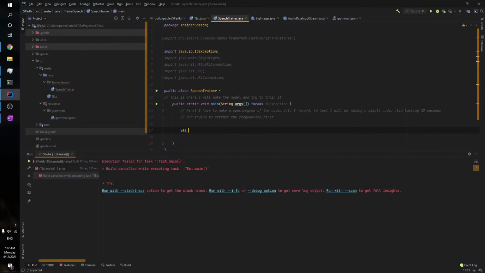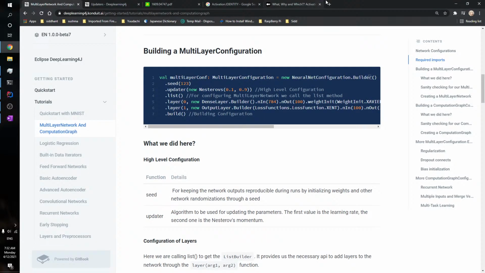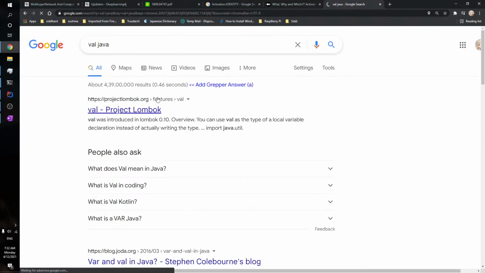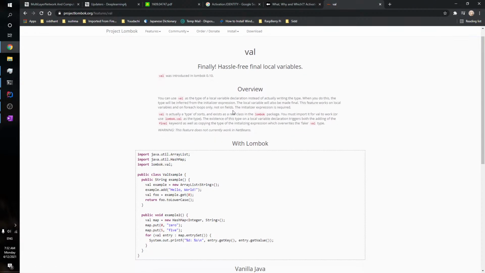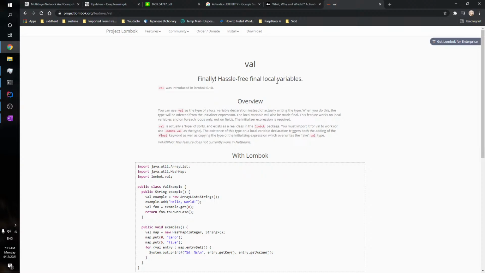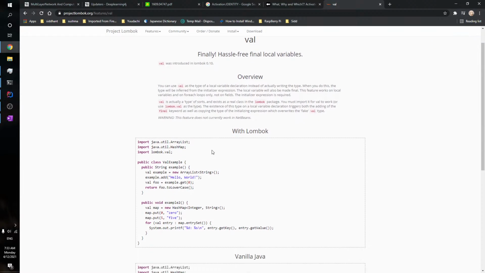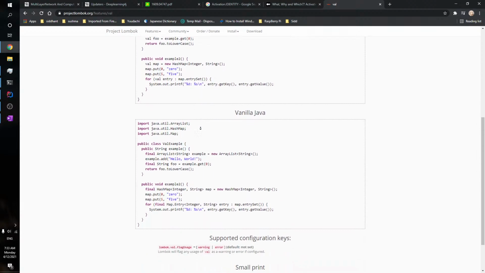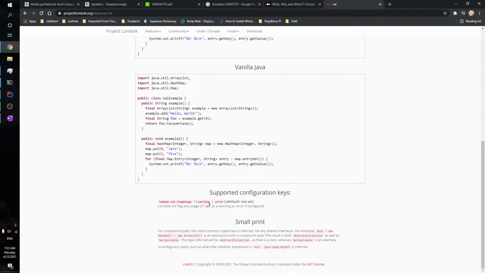So let's try that. Is val a thing in my setup? Okay, not. What was the thing? It was Lombok? No. It is Lombok, right? Alright, first find local variables. This is required. Yeah, I believe it is. Super nice.